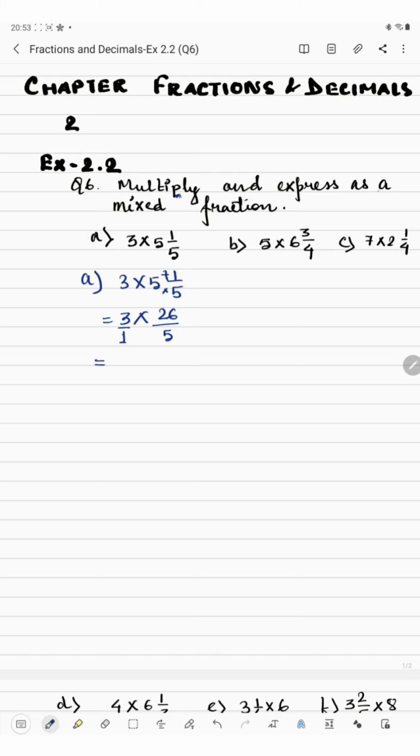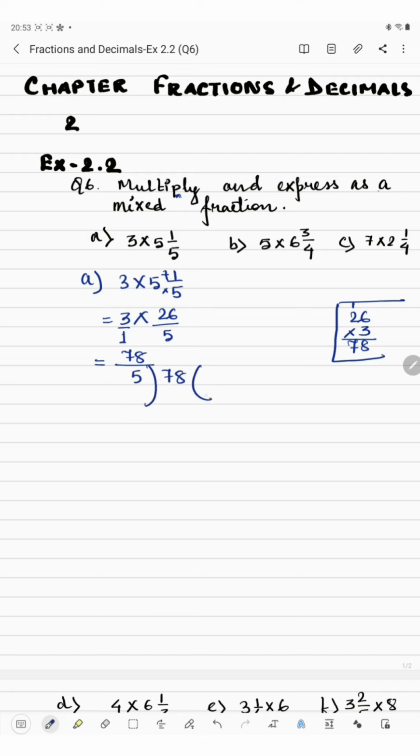So what we have to do, we will multiply the numerators. So 26 multiplied by 3: 6 3s are 18, 1 carry, 3 2s are 6, 6 plus 1 is 7. So we have 78 after multiplication of the numerators, and if you multiply the denominators then we will get 5 1s are 5. Now this is an improper fraction, we will have to convert it into mixed.